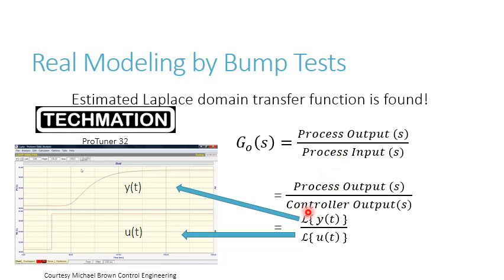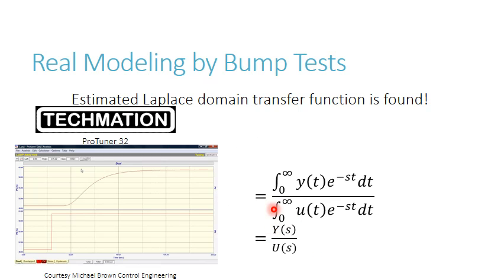And what is the input to the process? It's the controller output in this case. And you have that time domain data. So what do you do? You just take the Laplace transform, and look, there you are. You're taking the Laplace transform.